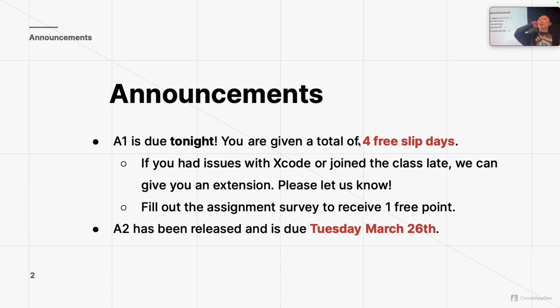So firstly, A1 is due tonight, but you do have a total of 4 free slip days. So you can use these slip days across basically the entirety of the course. So you can use 4 for A1 completely, or you can split these up over the next few assignments. If you're experiencing any issues with Xcode, GitHub, or if you enrolled in this class late, please come up to us after lecture or email us and let us know, and we can always give you extensions to accommodate that.